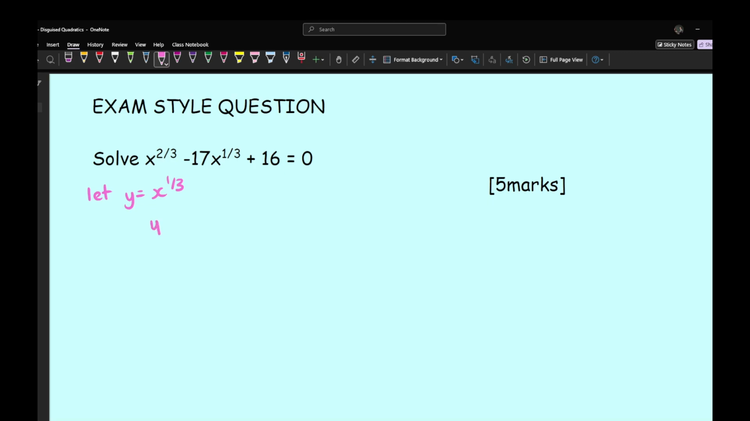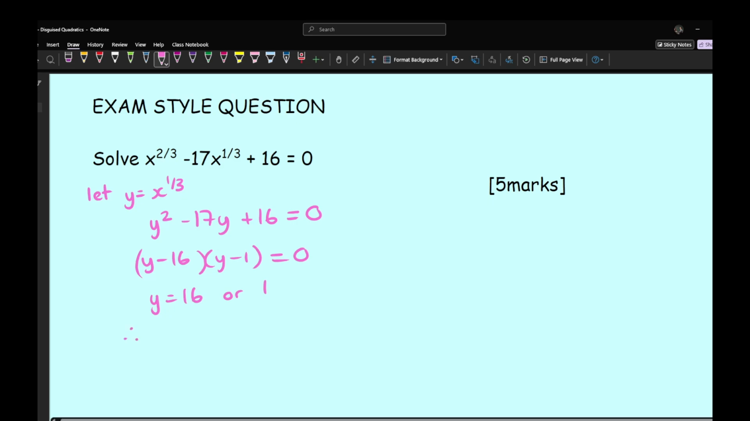So using that, what we end up with is a quadratic equation of y squared minus 17y plus 16 equals 0. Going on to solve this, this actually factorizes to (y minus 16)(y minus 1) equals 0. So y is going to equal 16 or positive 1. Then I substitute my x back in. So x to the third equals 16 or x to the third equals 1.